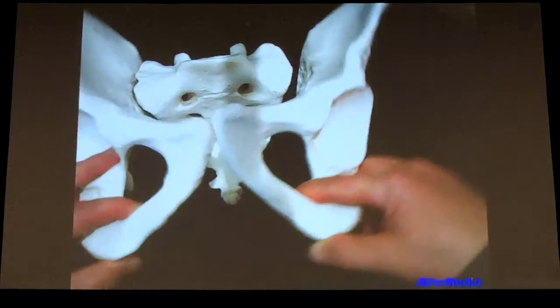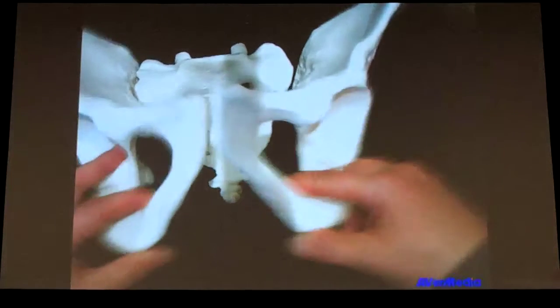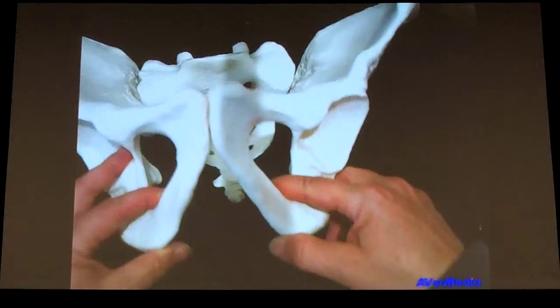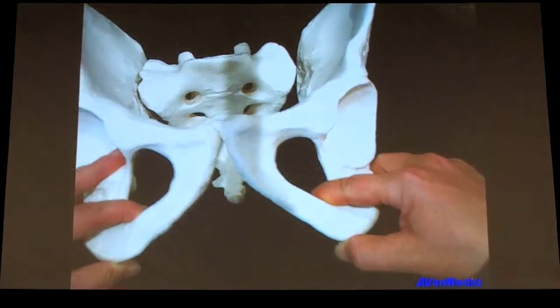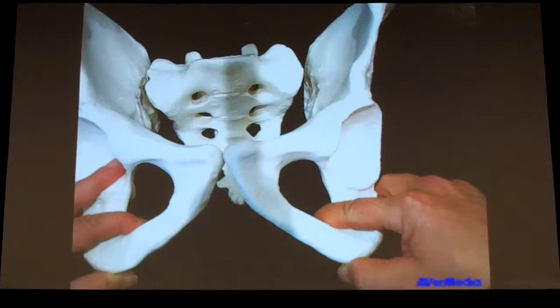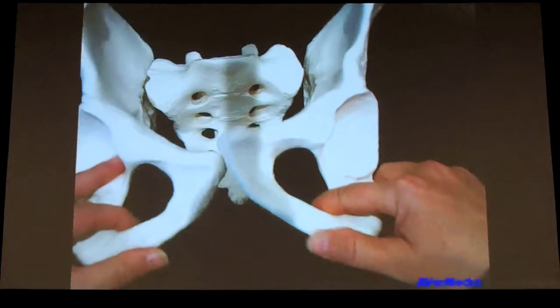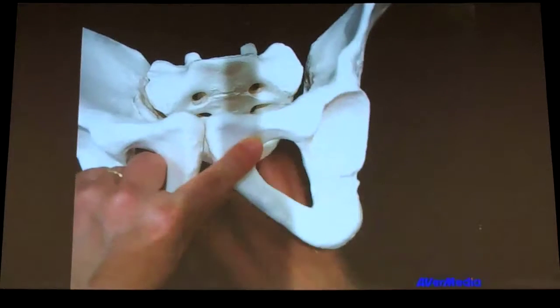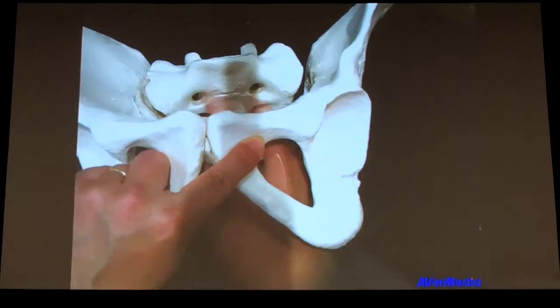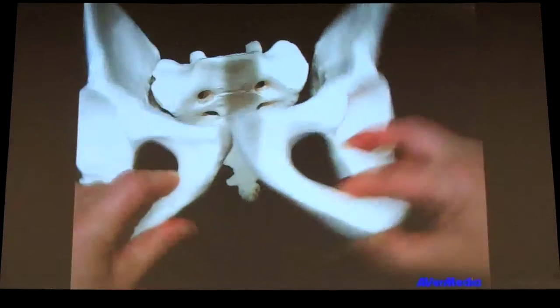If it's very wide apart, which I have to ignore officially because this is actually a male pelvis, but if I were to open it up like this and it were articulated this way, that would be a female. Females have a very wide V shape because it has to have a very large opening here for the head of the baby to come out. So the birth canal is determined by how open this bottom part is.